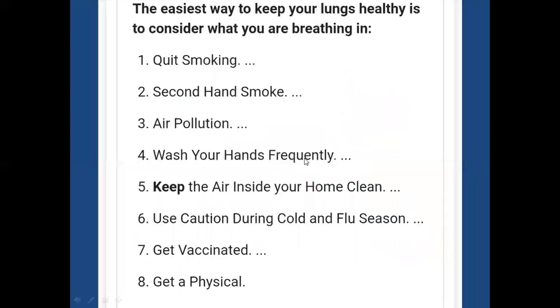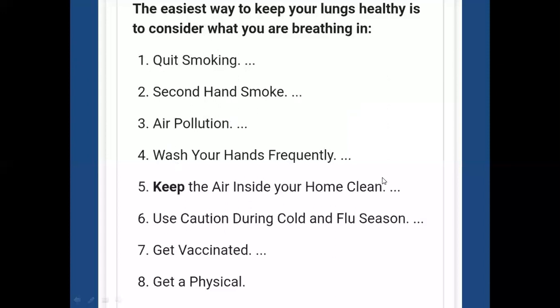How can we keep our lungs healthy? There are some tips. First one is quit smoking. Quit smoking means stop smoking. Second-hand smoke means get away from those people who are smokers. When they are smoking, try to get away from those people, because that smoke is also dangerous for our body. Air pollution means try to get away from the polluted areas, because the gases may harm you, and they have pollutants which may cause these problems.